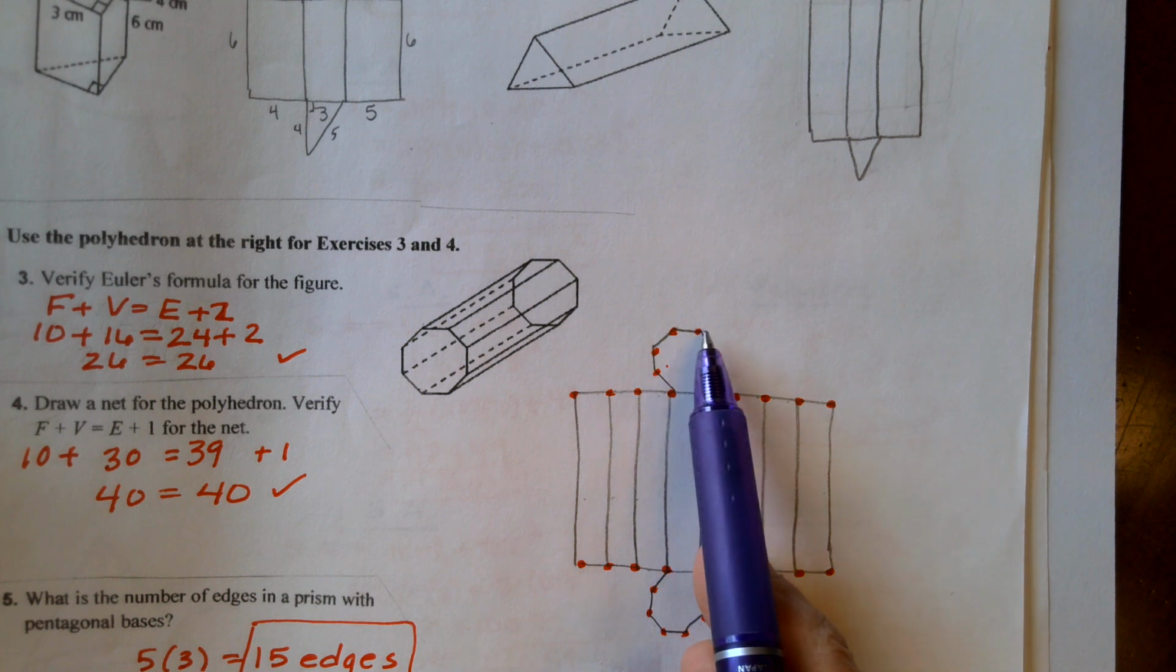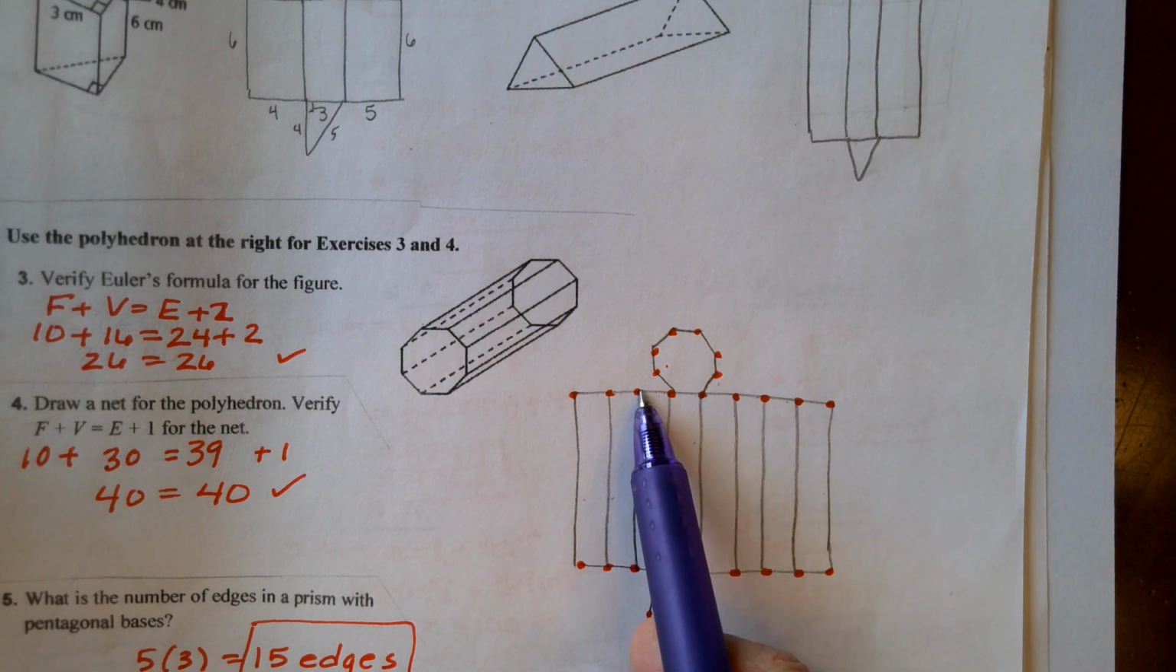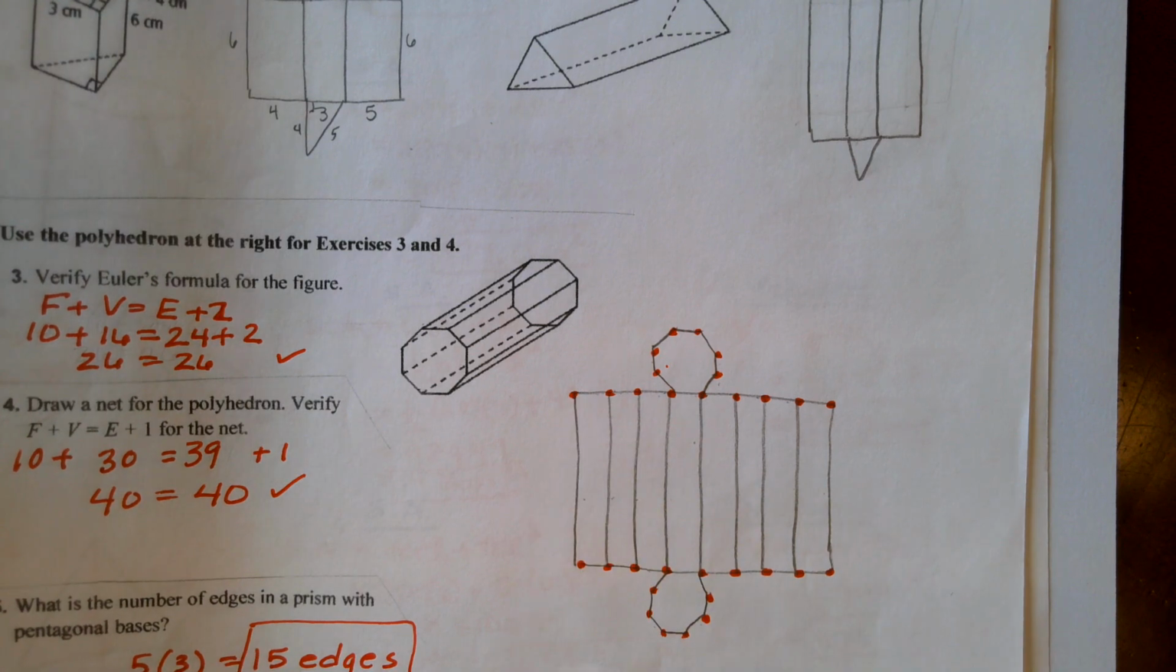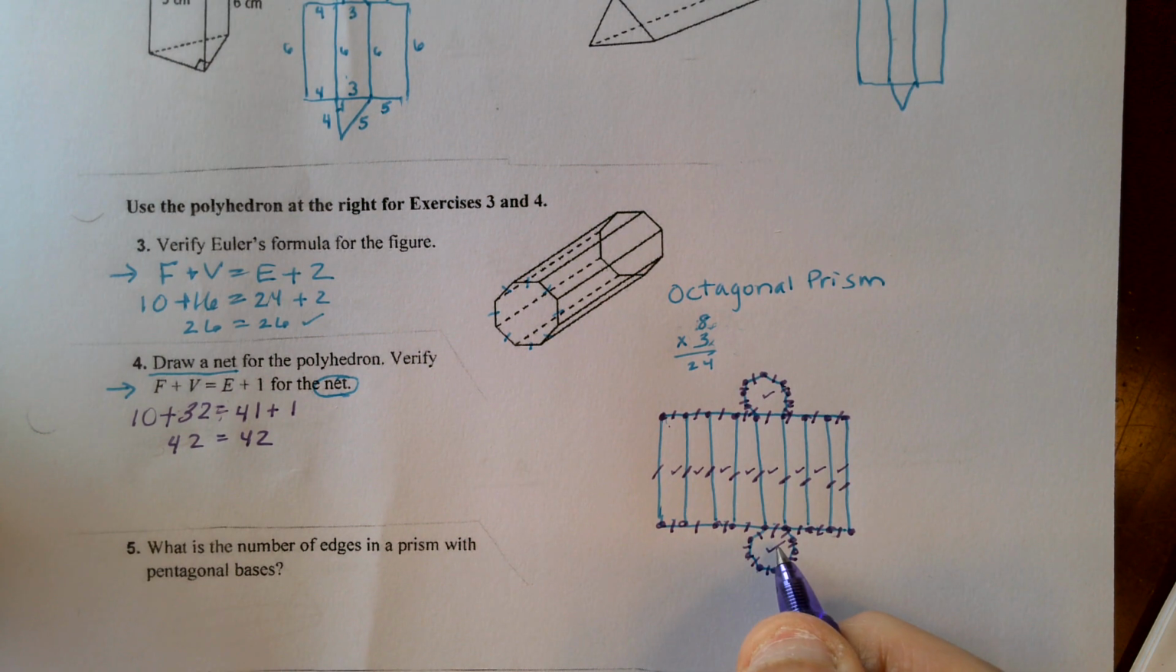1, 2, 3, 4, 5, 6, 7, 8, 9, 10, 11, 12, 13, 14, 15, 16, 17, 18, 19, 20, 21, 22, 23, 24, 25, 26, 27, 30. No, I had something wrong here. I must have put too many edges on this.